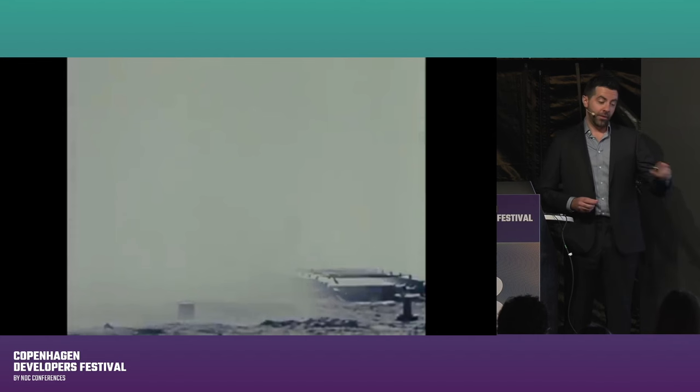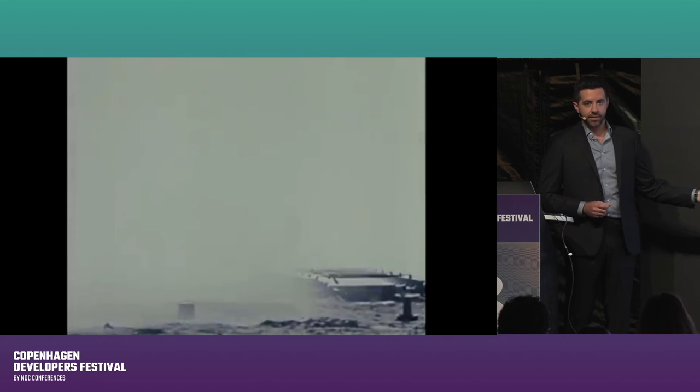Now, if you're curious, the reason that this thing is a sled instead of having wheels is because those wheels would spin so fast that they would throw themselves apart from the centrifugal force. So instead, they just have to slide metal on metal.